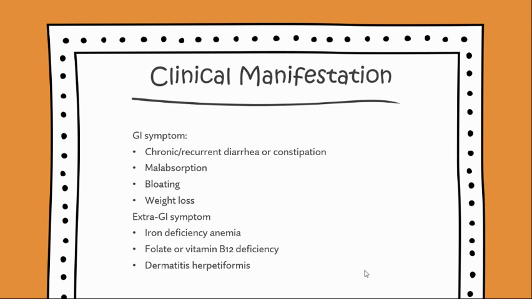The clinical manifestations of the GI symptoms include chronic/recurrent diarrhea or constipation, malabsorption, bloating, and weight loss. Extra GI symptoms include iron deficiency anemia, folate or vitamin B12 deficiency, and dermatitis herpetiformis.